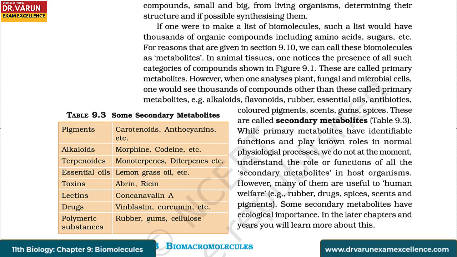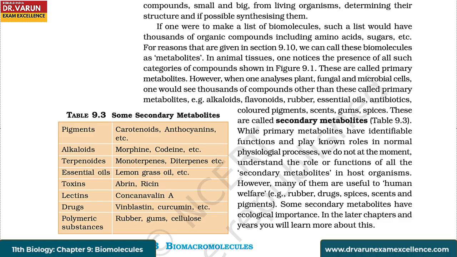These are called primary metabolites. However, when one analyzes plant, fungal and microbial cells, one would see thousands of compounds other than these so-called primary metabolites. Example: alkaloids, flavonoids, rubber, essential oils, antibiotics, colored pigments, scents, gums, spices. These are called secondary metabolites.